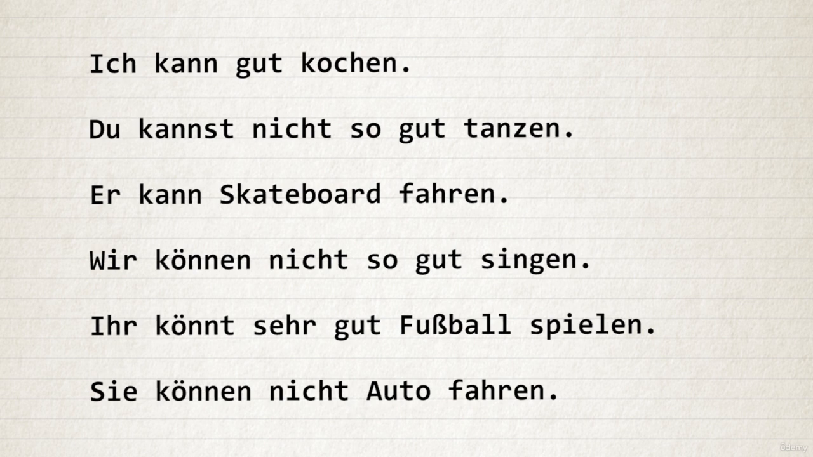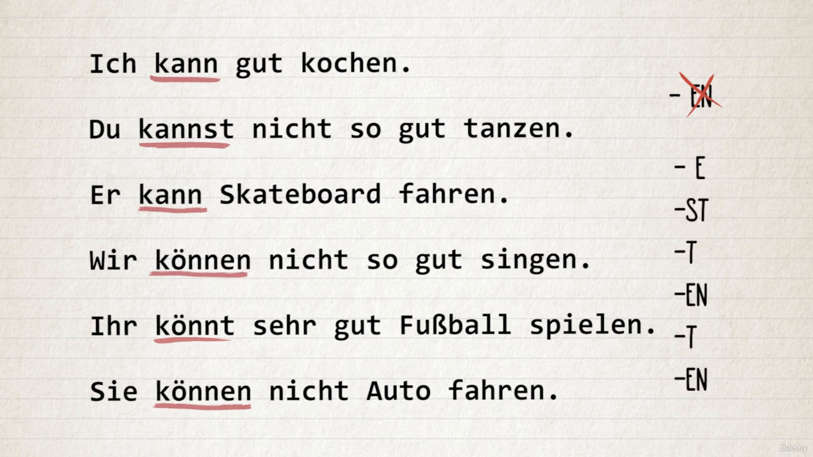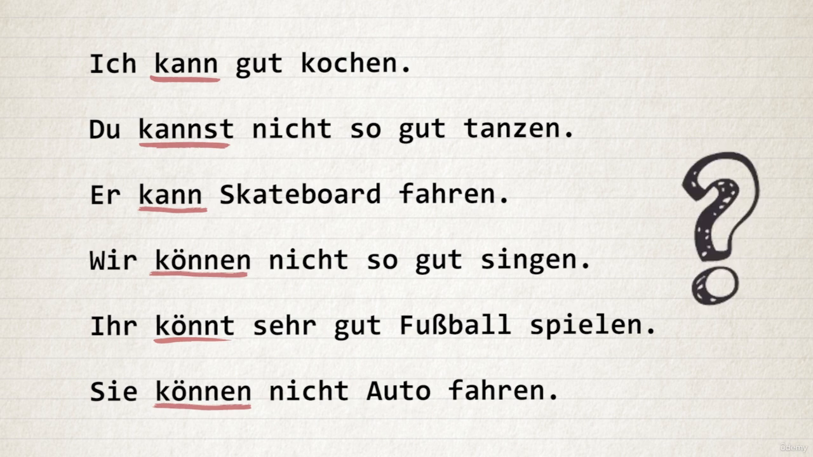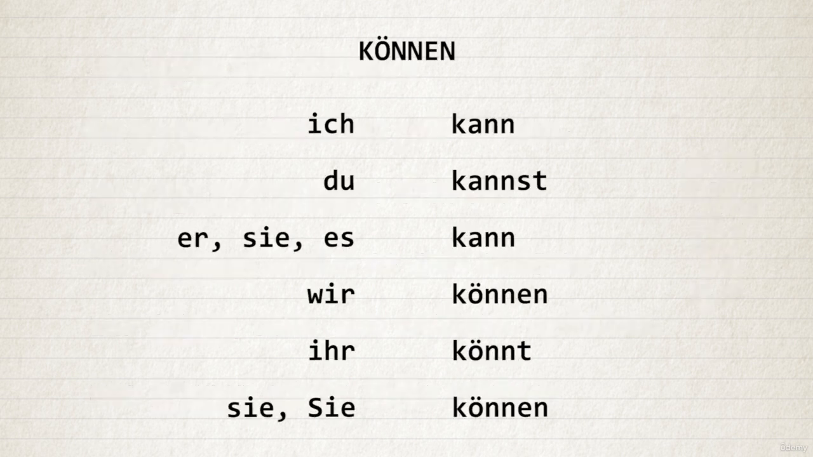If you look closely, you can notice that the verb können does not conjugate like the rest of the verbs that we learned, by removing the infinitive ending en and adding the present tense endings e, st, t, en, t, en. It's not even changing its stem like the irregular verbs. So, what's happening? The modal verbs will have a special way of conjugating.